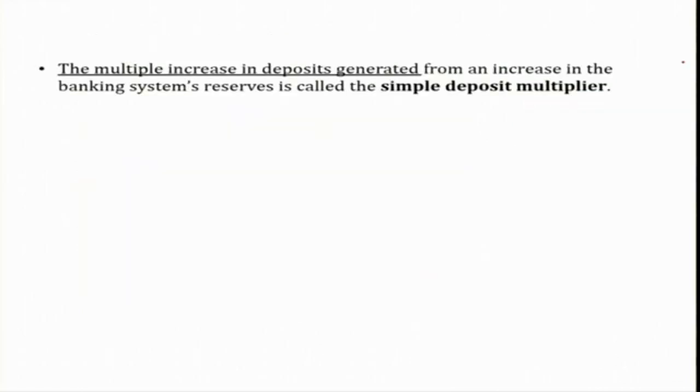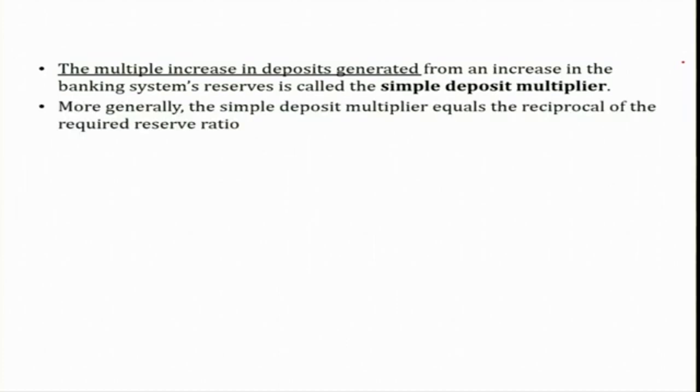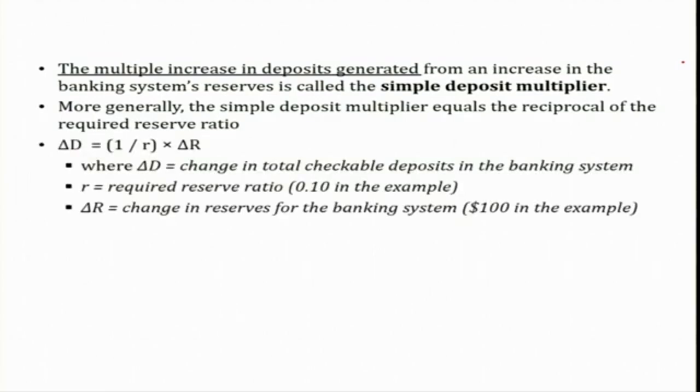What we have seen here is that the multiple increase in deposits generated from an increase in the banking system's reserves is called the simple deposit multiplier. More generally, the simple deposit multiplier equals the reciprocal of the required reserve ratio. I am just putting everything in a slide. That means del D is equal to 1 by R times del R, where del D means change in total checkable deposits, R is the required reserve ratio, and del R is the change in reserves for the banking system. In our example, this is $100.